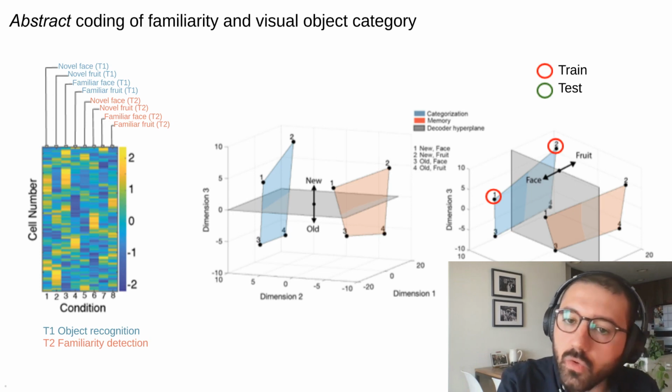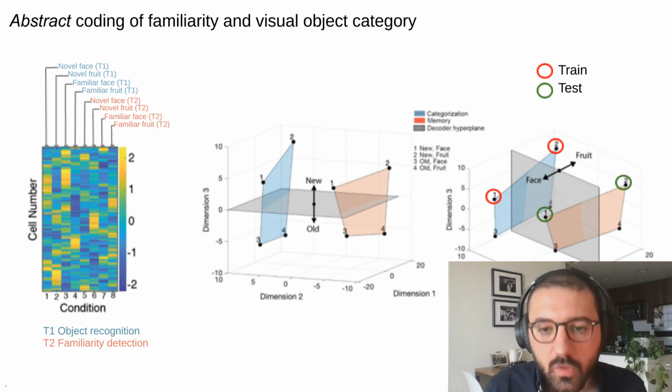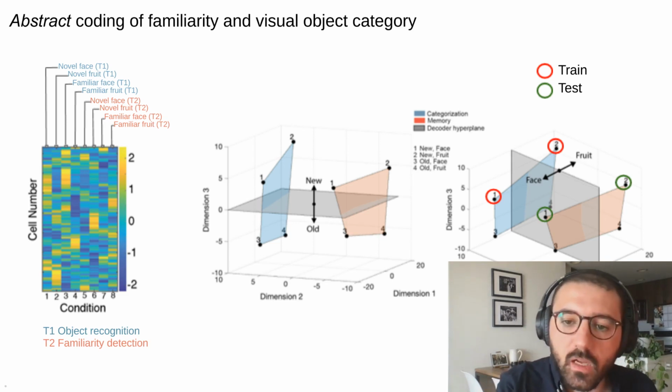Here, this corresponds to conditions 1 and 2. So we can train a decoder to read out whether something is a face or a fruit in the categorization task, and we can test whether this generalizes to the memory task. And we can see that this kind of geometrical structure and this kind of representational scheme allows for very nice generalization across variables, and most importantly, across tasks.